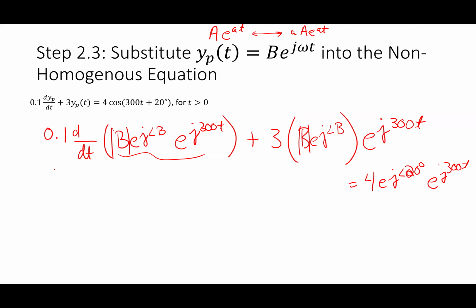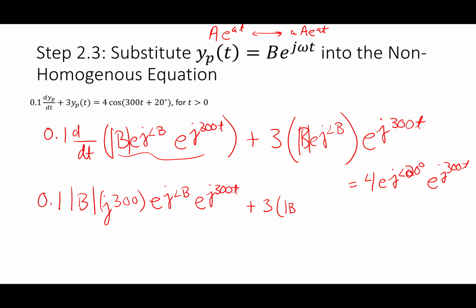Just like that. So this guy becomes 0.1 times magnitude b times j 300 times e to the j angle b times e to the j 300t, like that, plus 3 times b e to the j angle b times e to the j 300t, like that. And that's all equal to this guy.